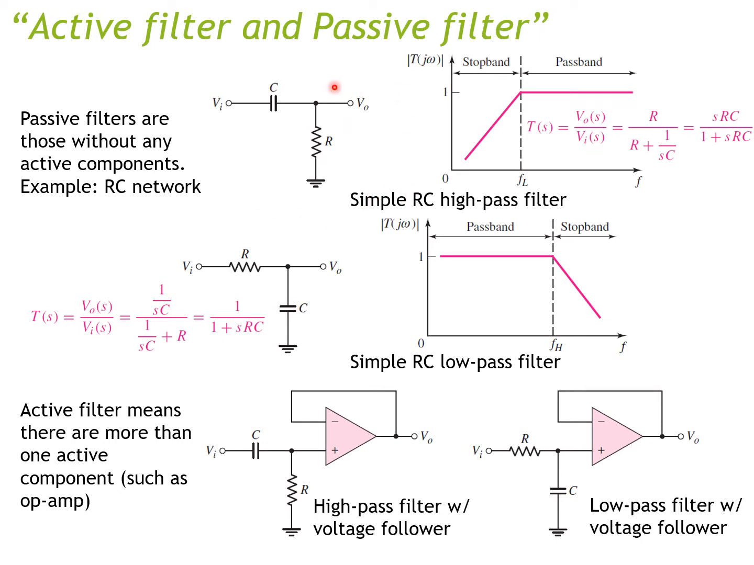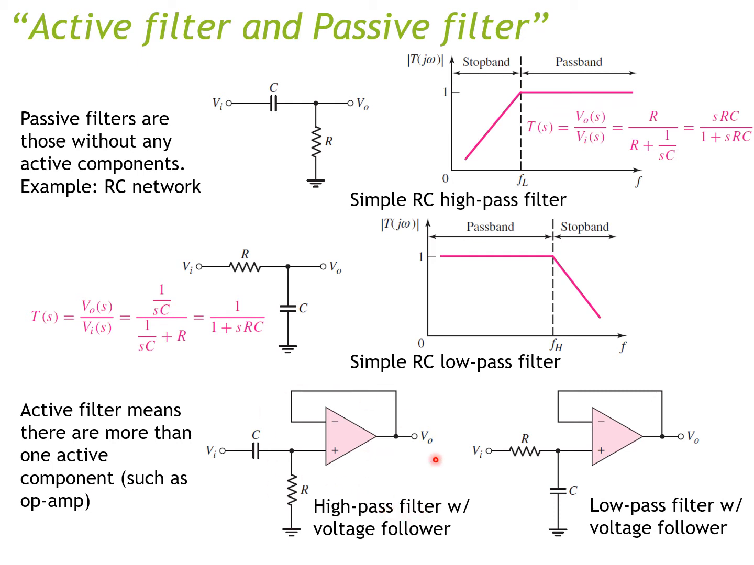We can have an RC network connected in this configuration, and it will act as a high pass filter. Whereas if you connect the signal and couple a capacitor from the output to the ground in this RC network, you can have it acting as a low pass filter. Active filter means there are one or more active components. An op-amp is an example of an active component.